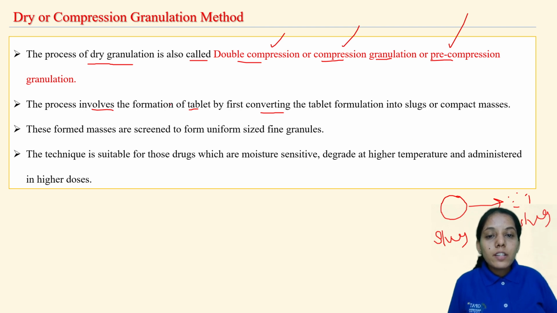So the process first involves the formation of tablets by first converting the tablet formulation into a slug or compact mass. That is known as a slug, or it is also known as a compact mass. These formed masses are screened. Screened means they are passed through sieves to form uniform sized fine granules. This is also known as deslugging.